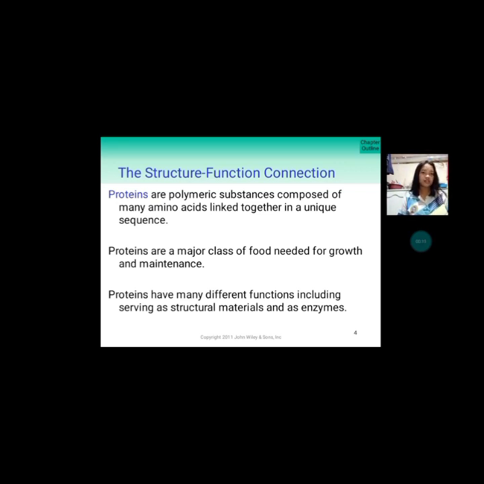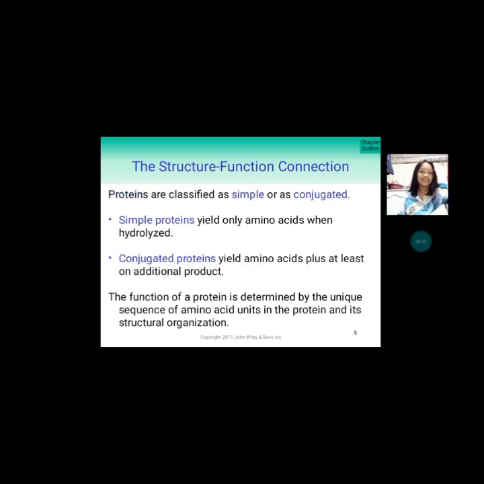Proteins are polymeric substances composed of many amino acids linked together in a unique sequence. Proteins are a major class of food needed for growth and maintenance. Proteins have many different functions including serving as structural materials and as enzymes. Proteins are also classified as simple or conjugated. Simple proteins yield only amino acids when hydrolyzed, whereas conjugated proteins yield amino acids plus at least one additional product.